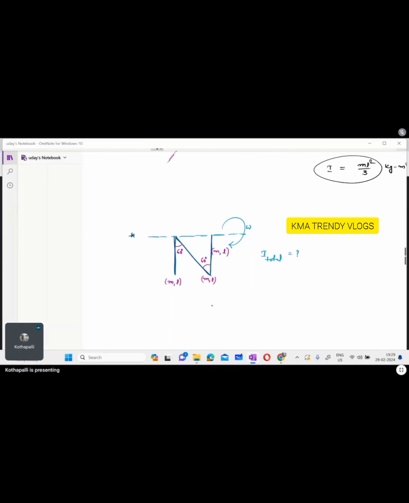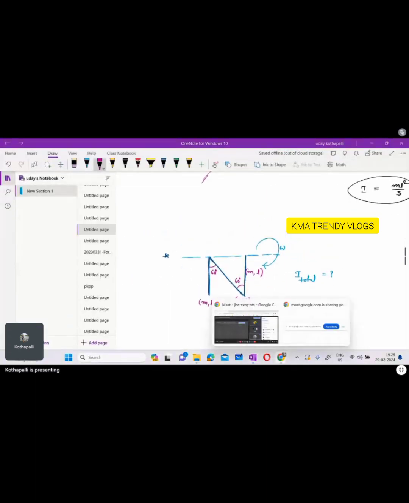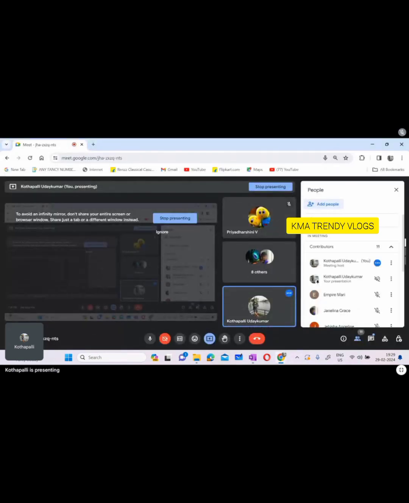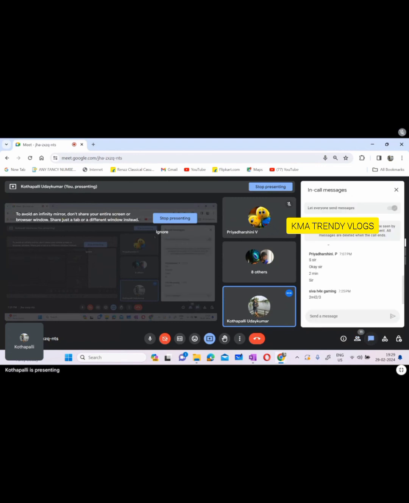Anybody got the answer? 2 ml square by 3.